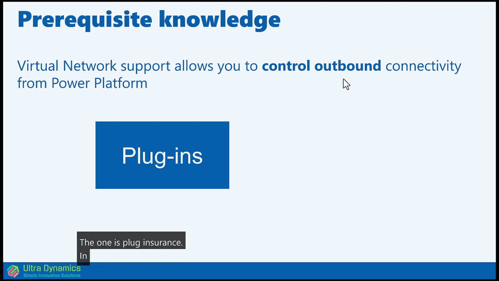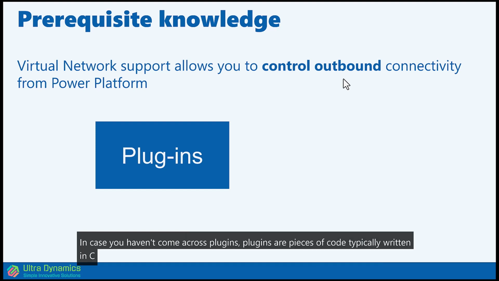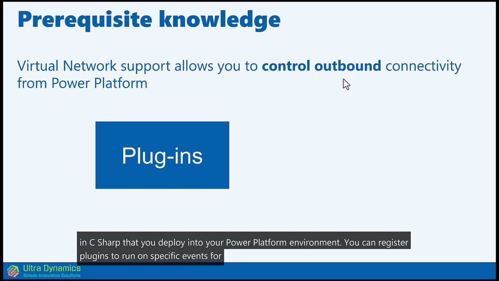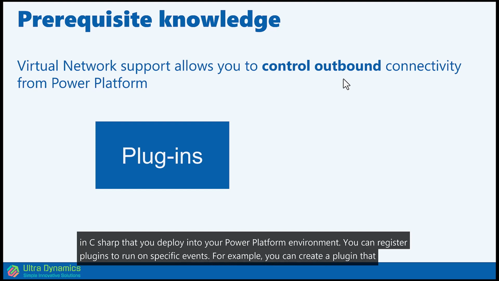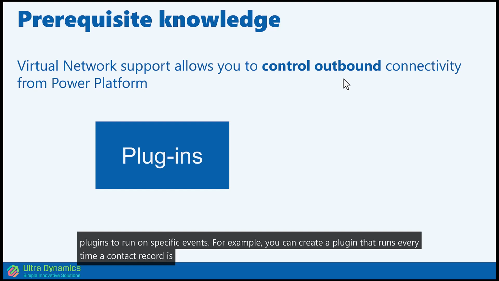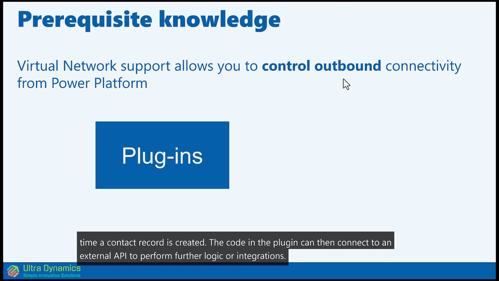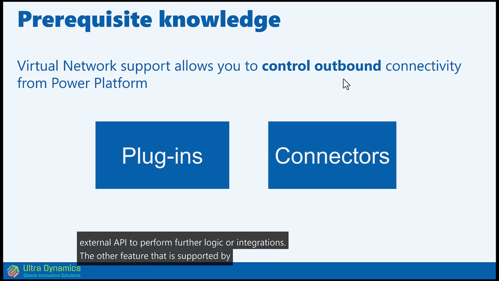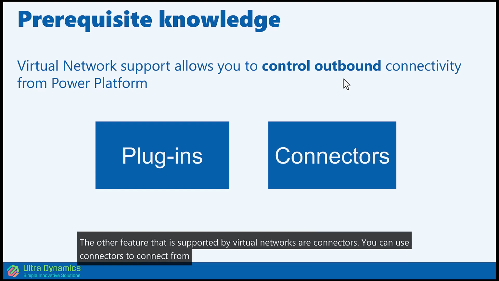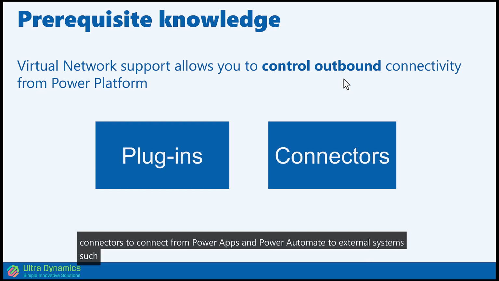In case you haven't come across plugins, plugins are pieces of code typically written in C# that you deploy into your Power Platform environment. You can register plugins to run on specific events. For example, you can create a plugin that runs every time a contact record is created. The code in the plugin can then connect to an external API to perform further logic or integrations. The other feature that is supported by virtual networks is connectors. You can use connectors to connect from Power Apps and Power Automate to external systems such as SQL Server.